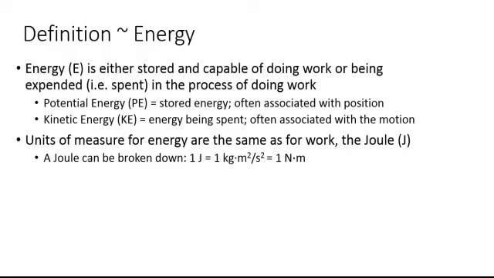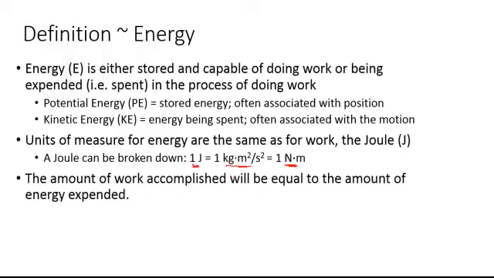The units for energy are the same as the units for work. And we said the units for work was the joule, and the joule could be broken down into newton meters, excuse me, and the joule can also be broken down to kilograms meters squared per second squared. This might help you in some problems later on. So the amount of work accomplished will be equal to the amount of energy expended.